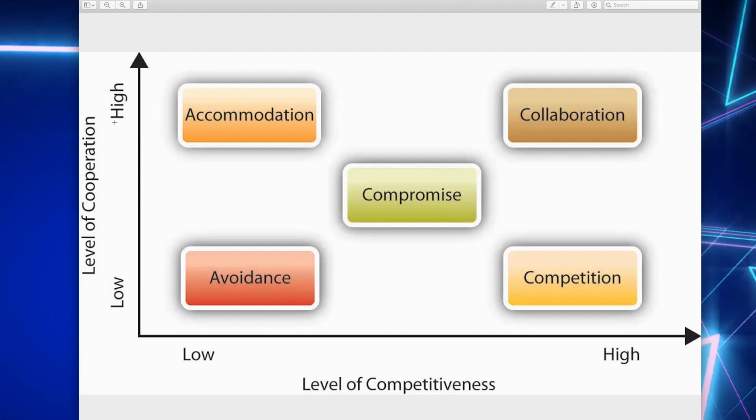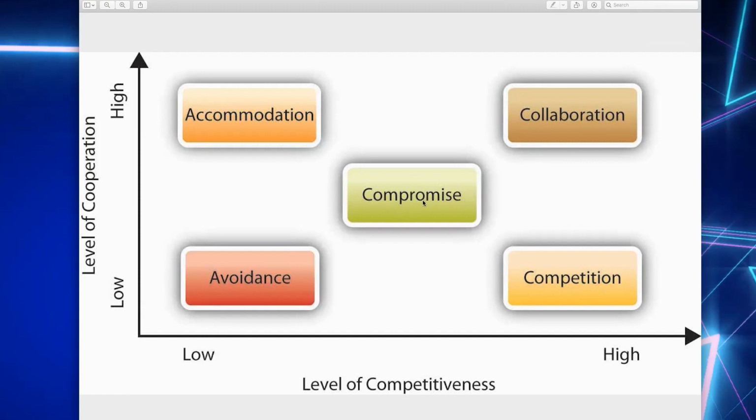But level of cooperation ranging from low to high versus level of competitiveness ranging from low to high. If you have a very high level of competitiveness but a low level of cooperation, that's where they would say you are in competition. If you have high competitiveness and high cooperation, that's what collaboration is. If you've got low competitiveness and high cooperation, that's accommodation. Give them both lows and you end up with avoidance. Smack dab in the middle is compromise.